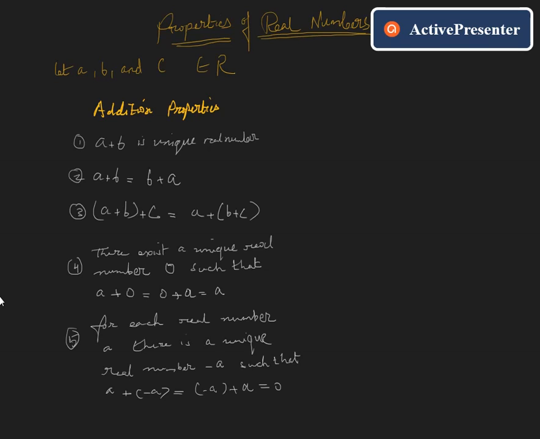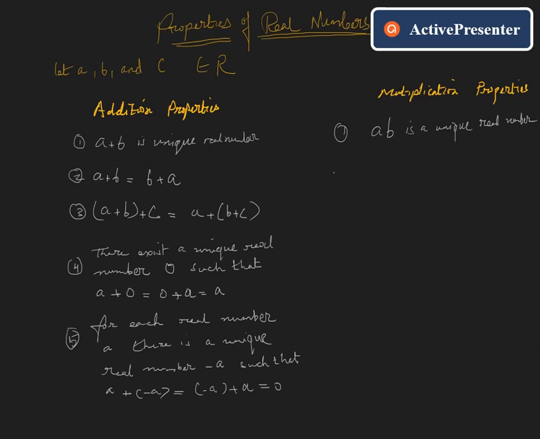Let's now take the multiplication properties. The first property of the multiplication properties: if A and B are real numbers, then AB is a unique real number.